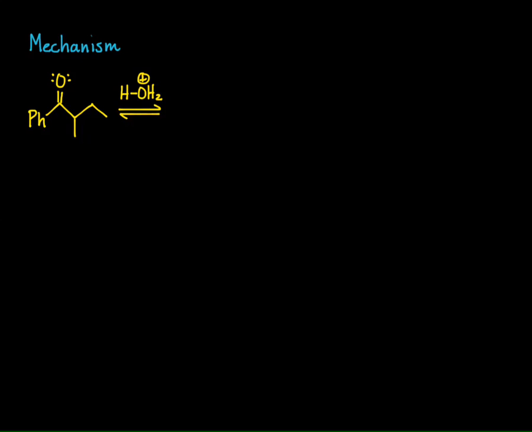So the first thing that happens in acidic conditions, as we should know by now, is proton transfer to the carbonyl oxygen. And that of course results in a protonated carbonyl. And that protonated carbonyl, we have learned, increases the electrophilicity, but it also increases the acidity of the alpha hydrogens because electron density is being withdrawn from the alpha carbon.